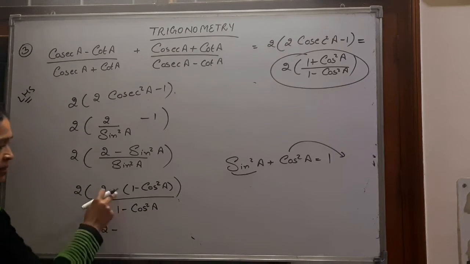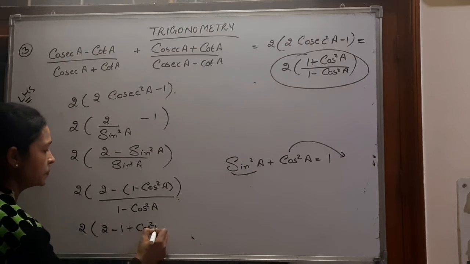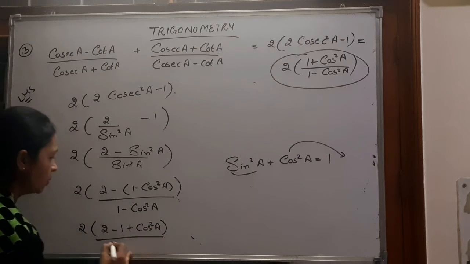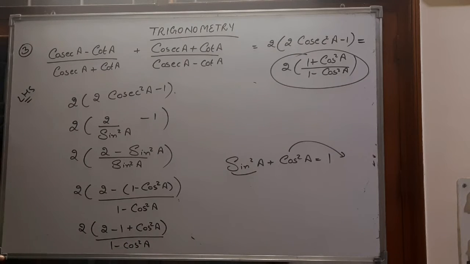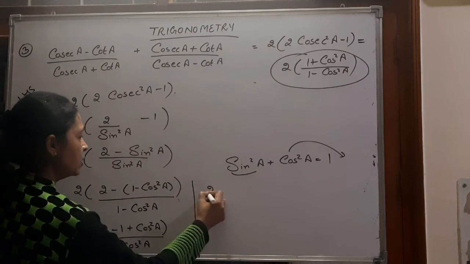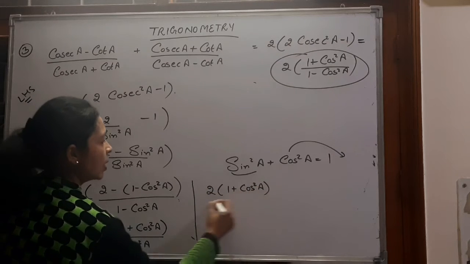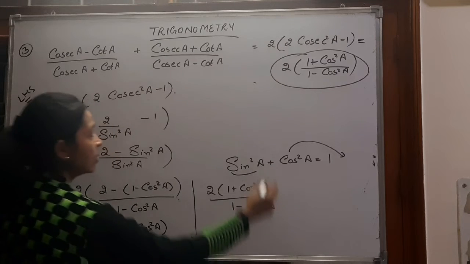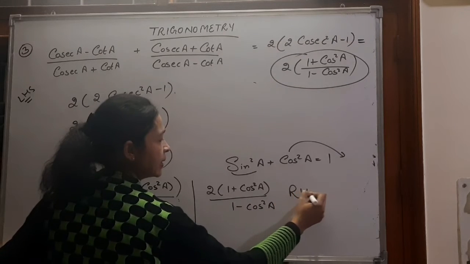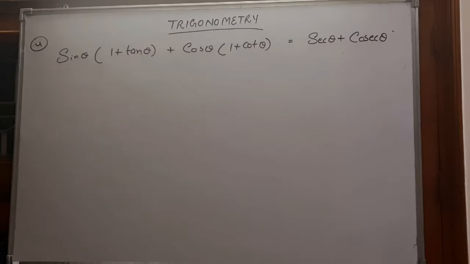2 into 2 minus sine outside, sign inside will change, upon 1 minus cos square A. What is 2 minus 1? 1. So we are left with 2 times 1 plus cos square A upon 1 minus cos square A, which is our right hand side. Clear?